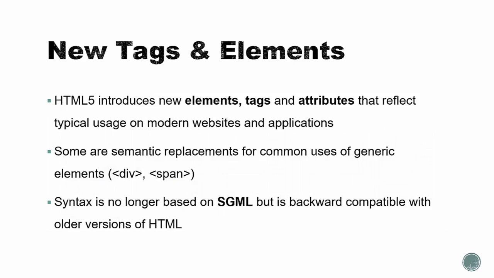So we have quite a bit of new stuff going on in HTML5. It introduces a whole new set of elements, tags, and attributes that reflect typical usage on modern websites and applications, and we'll be taking a look at those in depth in the next video. So some of these are replacements for common use of generic elements such as div and span. A good example would be the header tag. In HTML4, we would typically wrap a header using a div with an ID. Now we have a header tag which is much more semantic and it looks better, it looks cleaner.